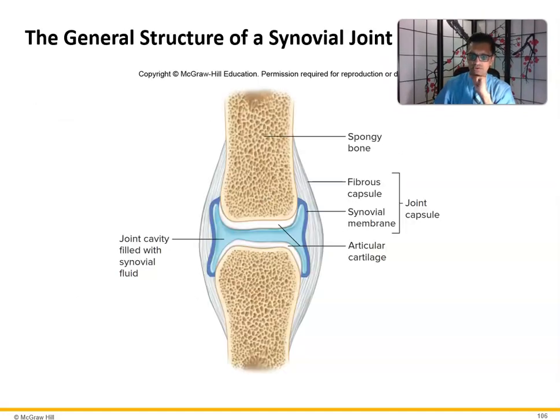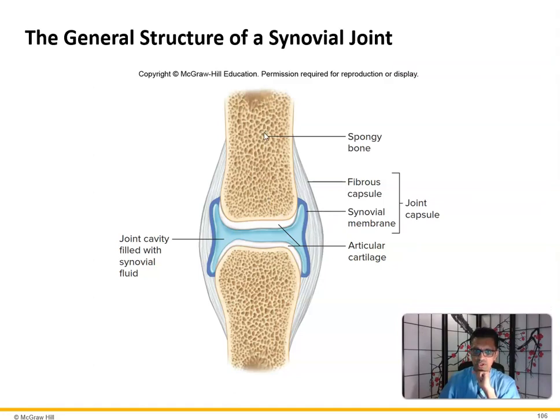So here's the general structure of synovial joints. You have spongy bone, compact bone on the outside. Here's the synovial membrane. There's articular cartilage that helps absorb the shock. There's the joint cavity filled with synovial fluid, and the joint capsule, which is the fibrous capsule here.